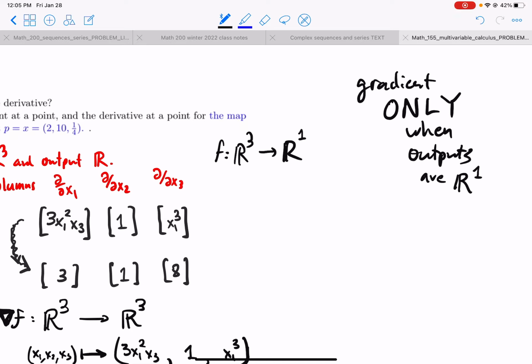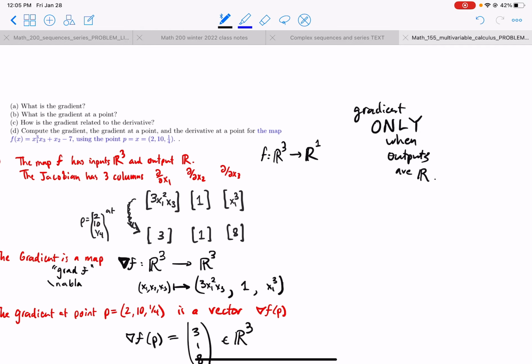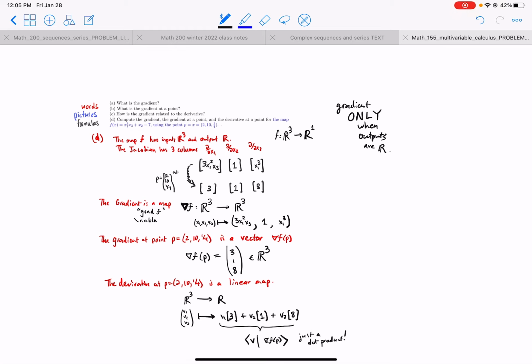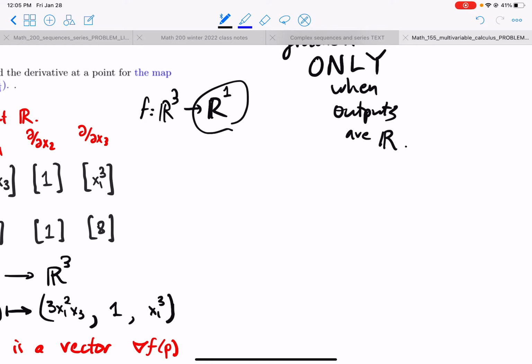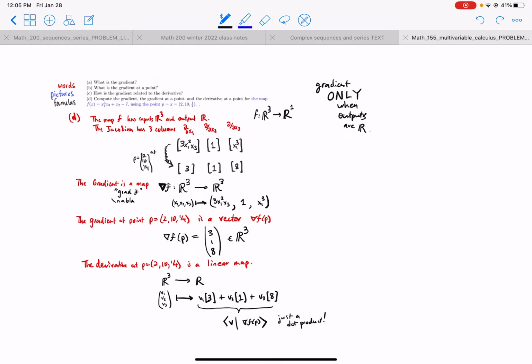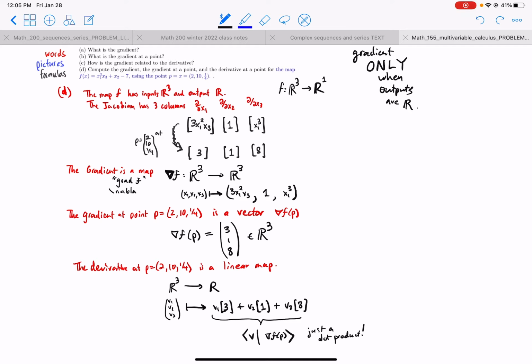R to the 1, or just R, okay? In machine learning, this will be a loss function or a cost function, etc. In physics, it'll be energy, the energy function, or a temperature function. To every point in space gets a temperature, just one number. Okay. So now I've answered part D. I still have to do part A, B, and C.